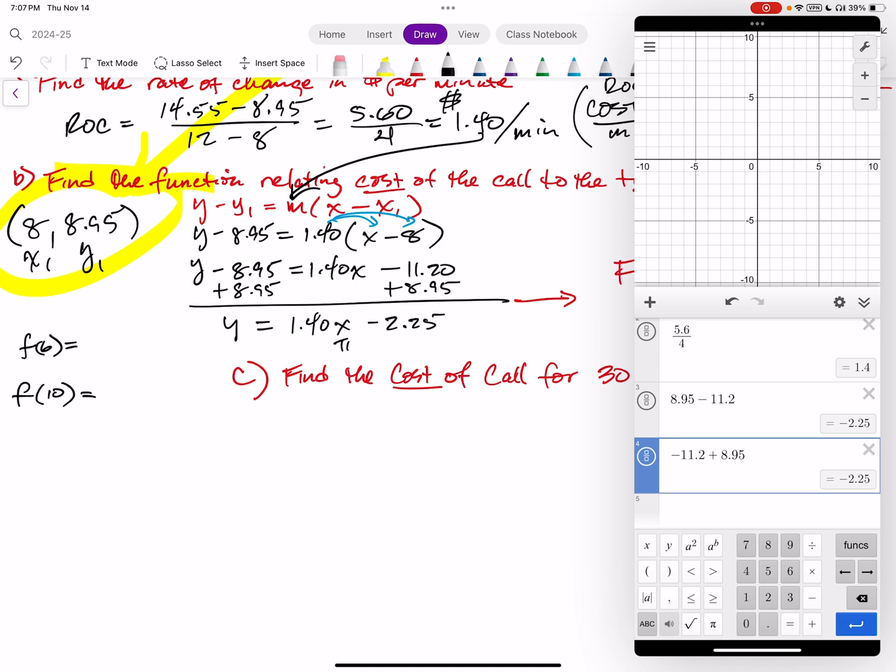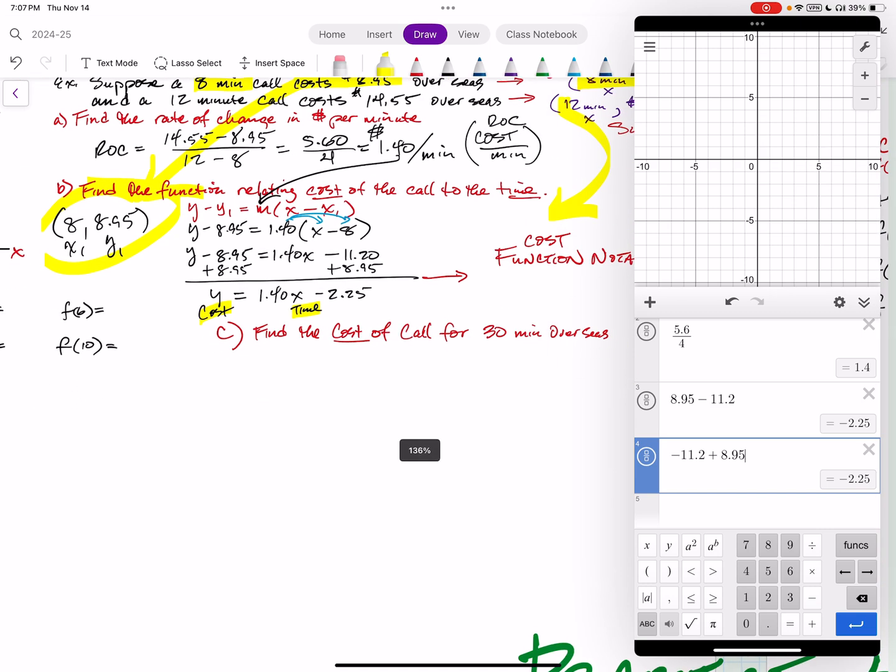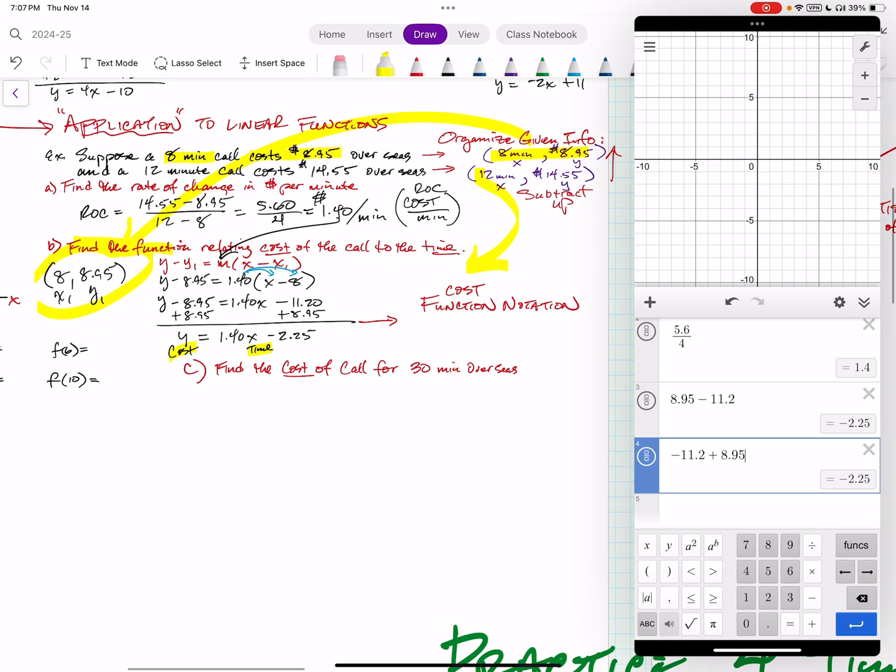So remember, this is time and this is cost. Just keep that in mind. You know what your variables represent. Okay, so now what we want to do is find the cost for a 30-minute call. And again, x is time. So here, x is 30 minutes. So if x is 30 minutes, what's the cost?